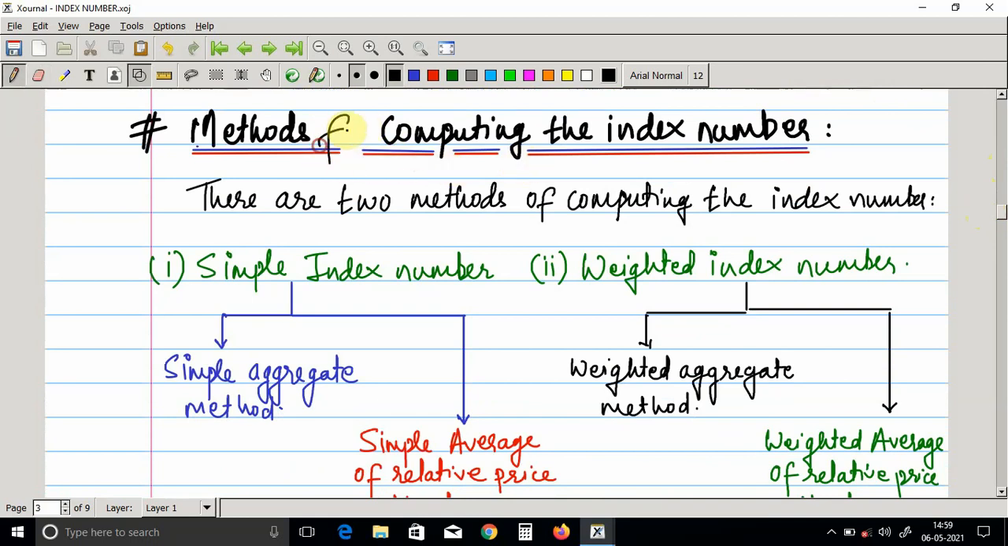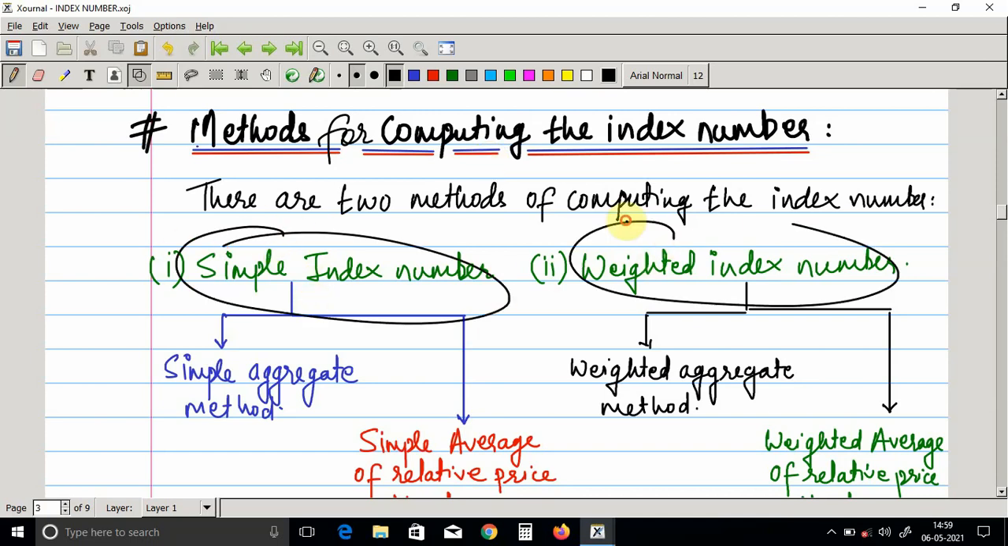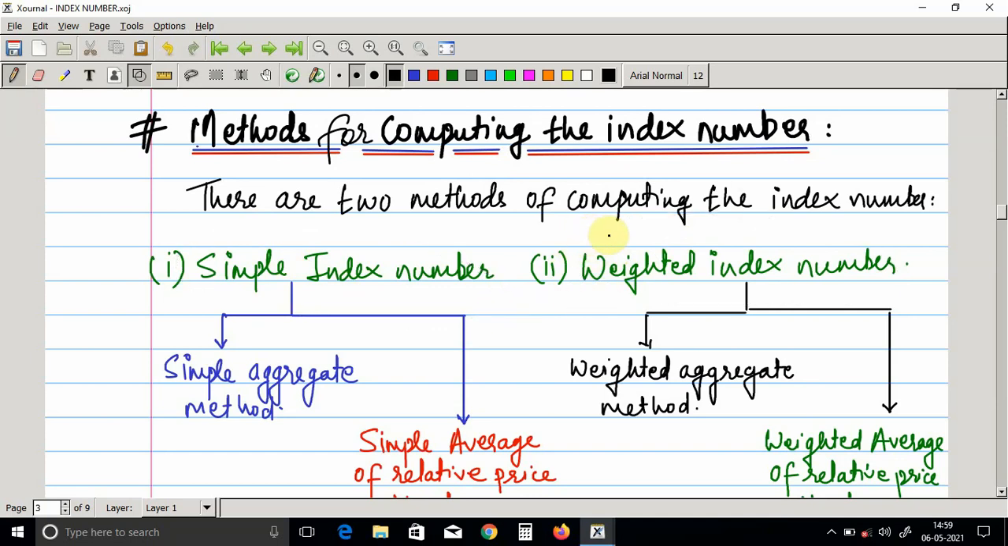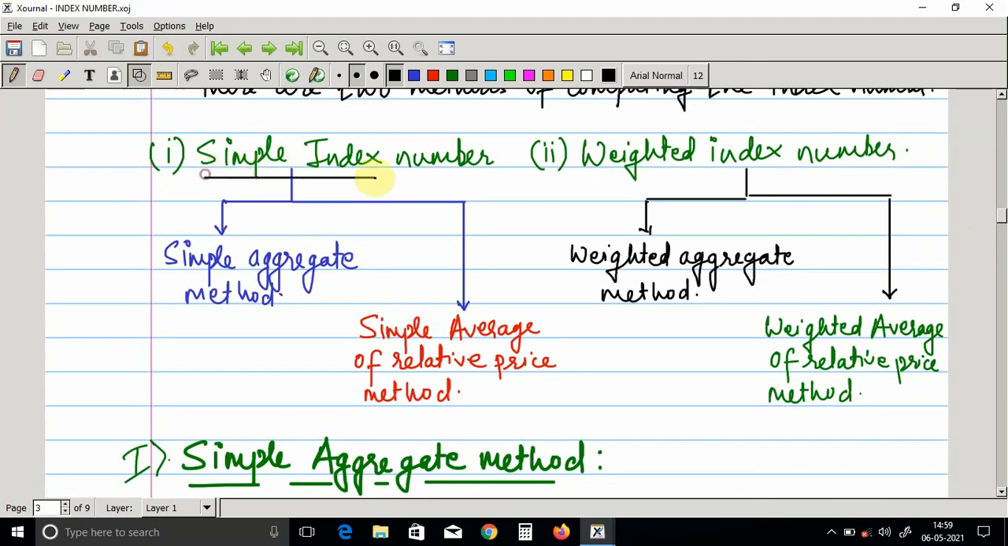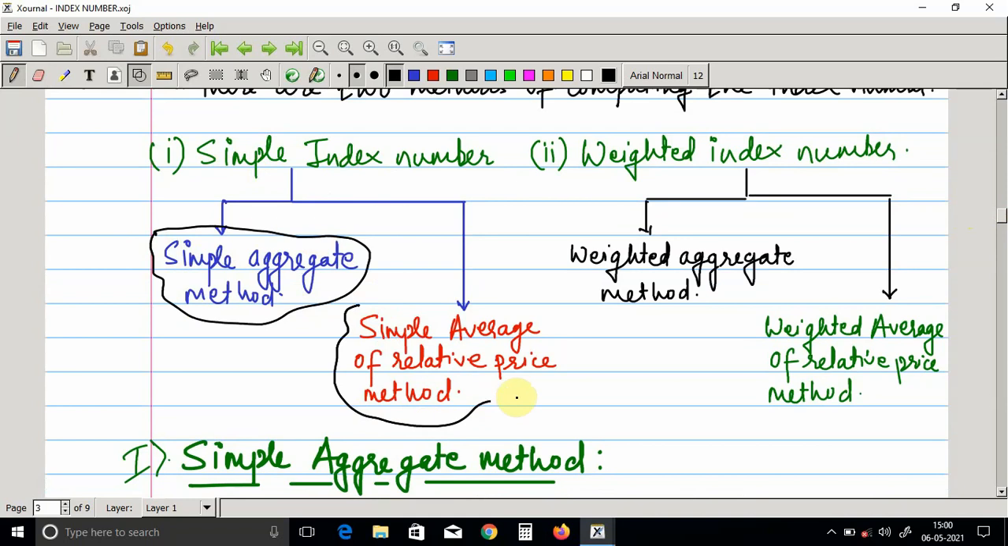Okay, so after having that topic, let's move to methods for computing the index number. This depends on the types of index number. We have two types, a simple index number and a weighted index number. Depending on them, we have their constructing process. So a simple index number can be constructed by the simple aggregate method, and the next is the simple average of relative price method.